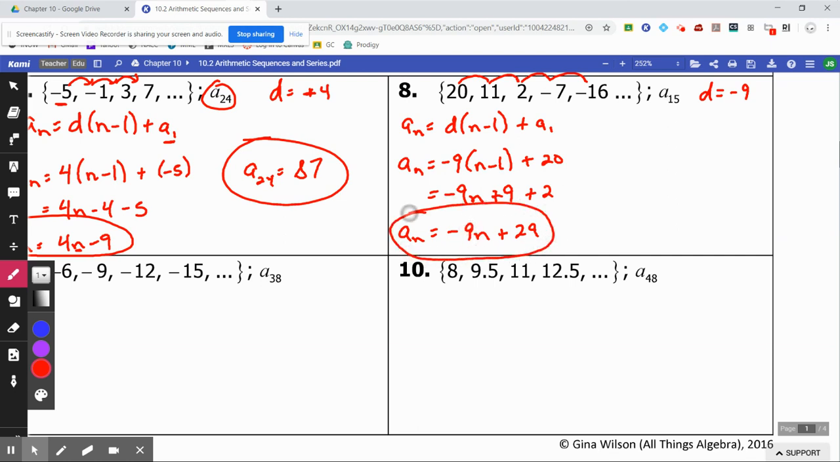So there's your formula. So the 15th term, a sub 15, would be -9 times 15, which is -135, plus 29, which would be -106.